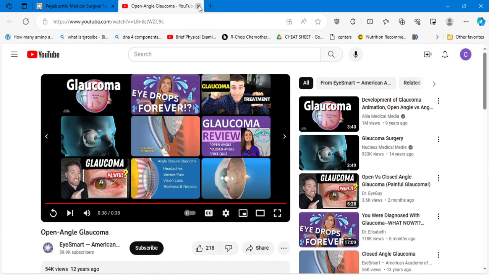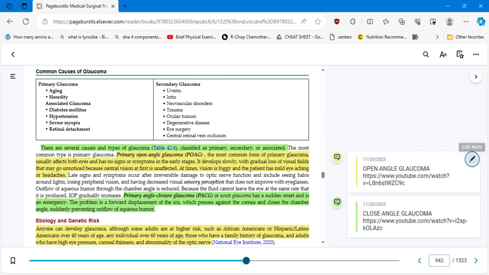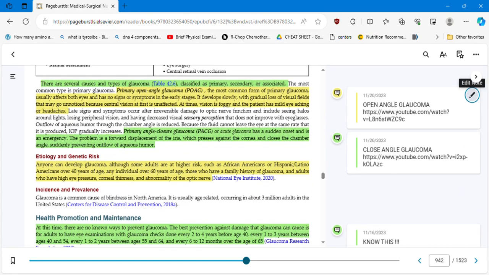Okay, so that's open angle glaucoma. And now what we're going to check is what's going on with close angle glaucoma.